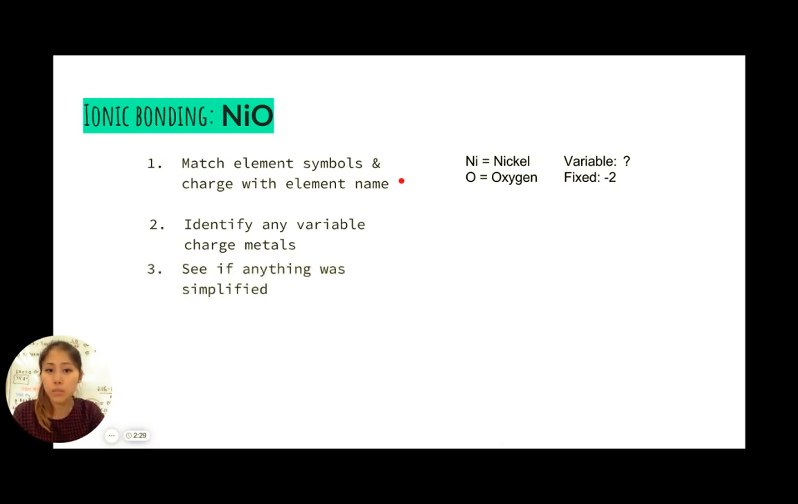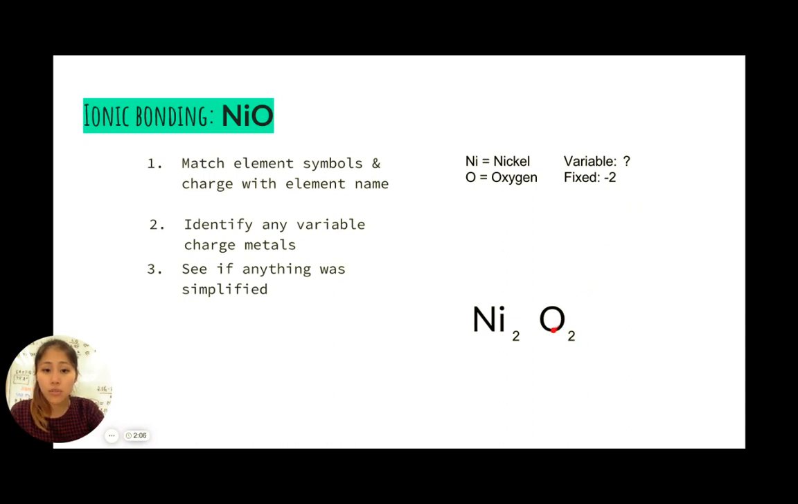We then see if anything was simplified. Well, if you take a look here, your fixed oxygen has a charge of -2. But here, after it crisscrossed, there doesn't seem to be any 2's in its subscript. So because there are no 2's, we could definitely know that something was simplified along the lines.